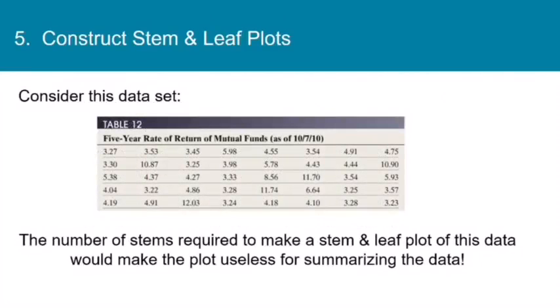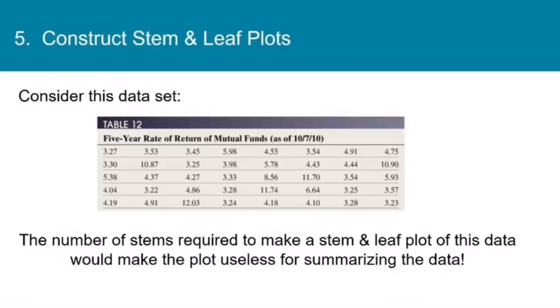Now, speaking of place value, consider this data set. Here we have a set of 40 numbers that represents the 5-year rate of return of mutual funds, and all of these numbers have 2 decimal places. So some of these are 3-digit numbers and some of them are 4-digit, but they all have 2 decimal places. And I believe our smallest number is the 3.27 here, and our largest number looks like this 12.03.